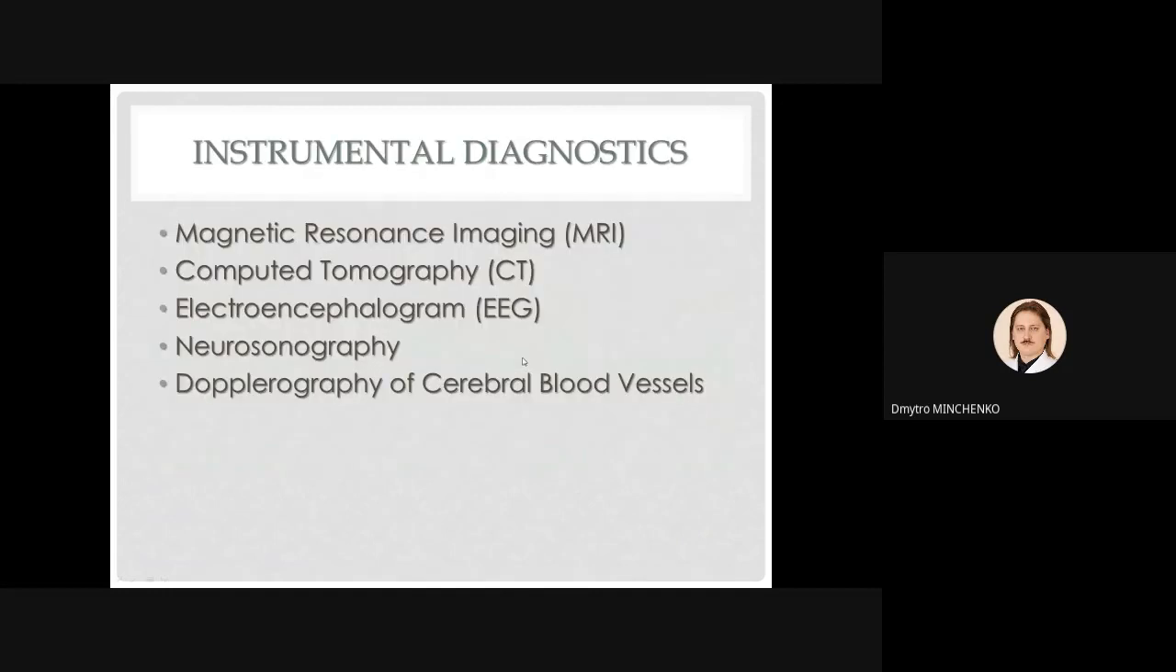Instrumental diagnostics. What do we have in terms of instrumental diagnostics for the nervous system? We have the MRI, magnetic resonance imaging, computer tomography, electroencephalography, neurosonography, Dopplerography of cerebral blood vessels, amongst others. So these are some of the more common methods that are used, and let's take a look at them.